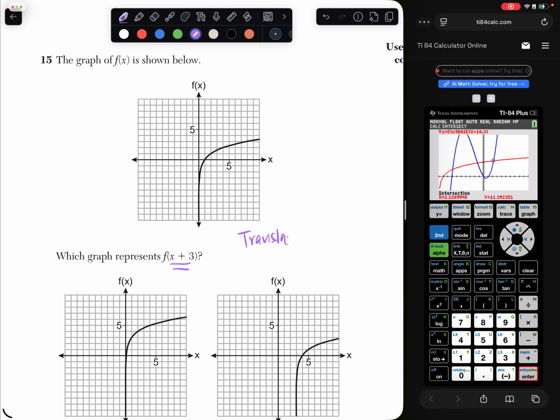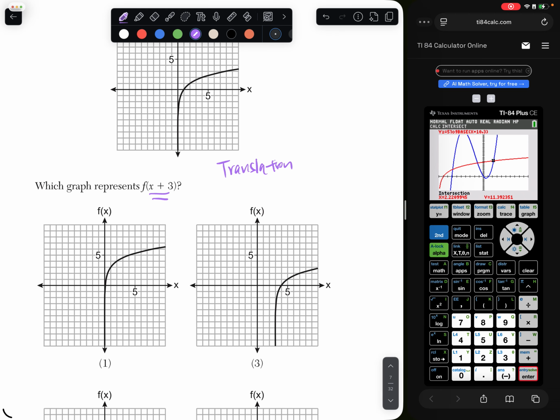It's not going to be a dilation. It's not going to be a reflection. But now is it vertical, up and down, or horizontal, left or right? Here's how I like to remember. Since it's being done directly to the x, it's going to be horizontal, so left or right. And horizontal is a little bit funky because it's counterintuitive. For x plus 3, we usually associate right with plus, but with horizontal it's the opposite. So it's going to be left 3 units.